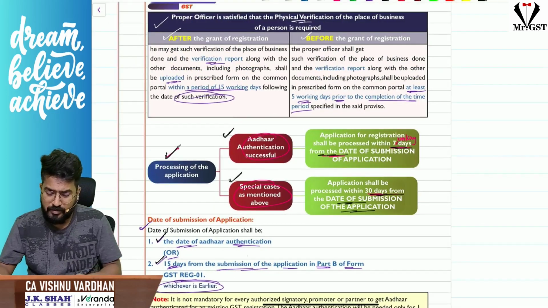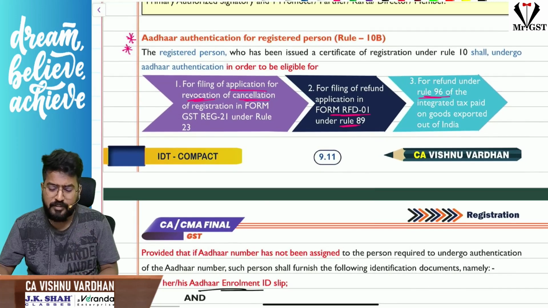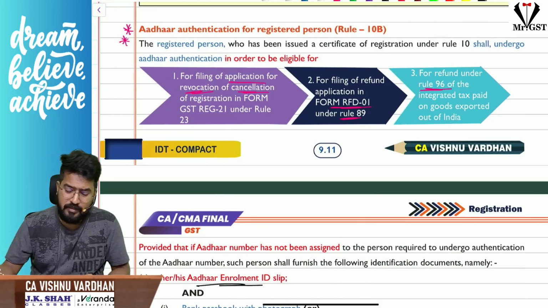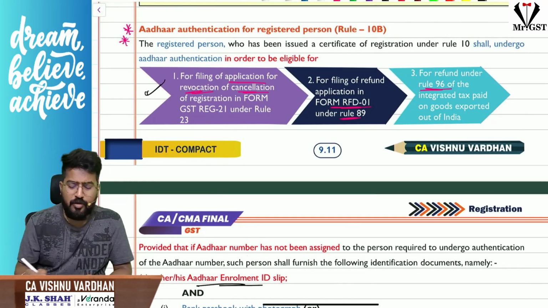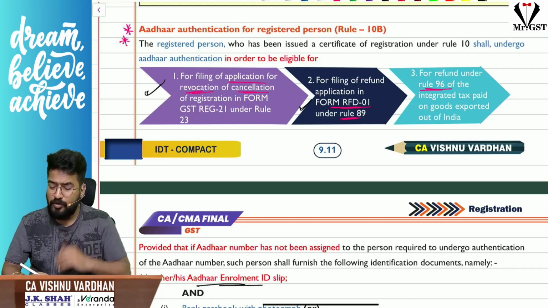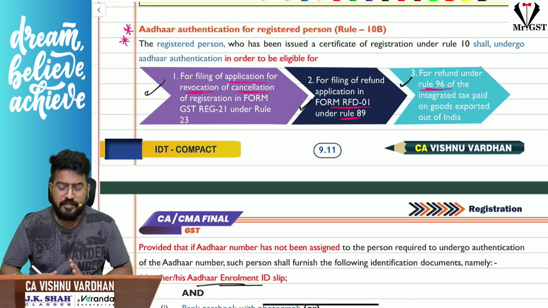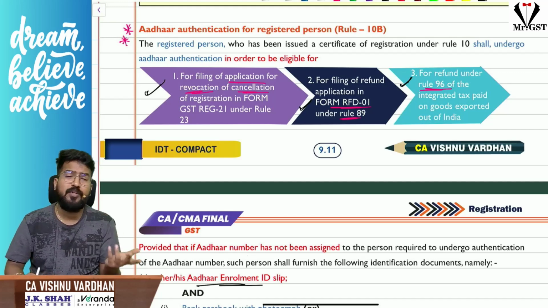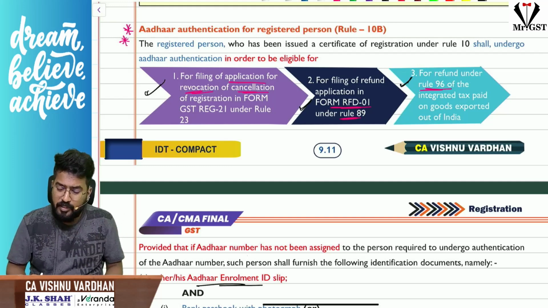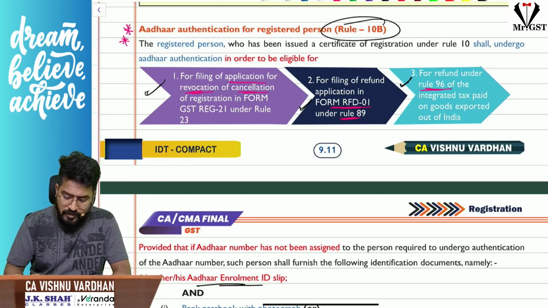So this is how the registration procedure will work. And now Aadhaar authentication also, for a registered person, as I told you already, sir, if you are already registered but your Aadhaar authentication is not done, there are certain drawbacks. What are the drawbacks? You cannot file the application for revocation of your cancellation, you cannot file any refund application under Rule 89, and you can also not apply for any refund application under Rule 96. Okay, so these are the disadvantages if you were registered under GST before the Aadhaar authentication concept came, and now you are not getting Aadhaar authentication done. These are the three drawbacks for you. So you will not be eligible for this. So if you want these things to be done, you should do your Aadhaar authentication. That is what Rule 10 is saying.